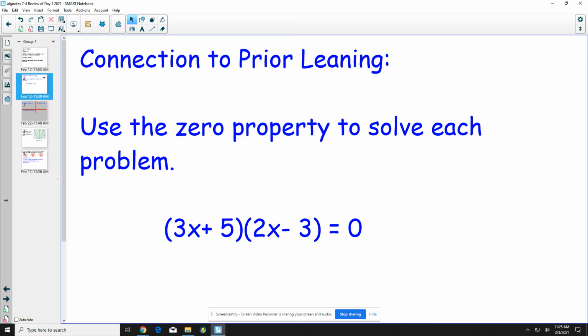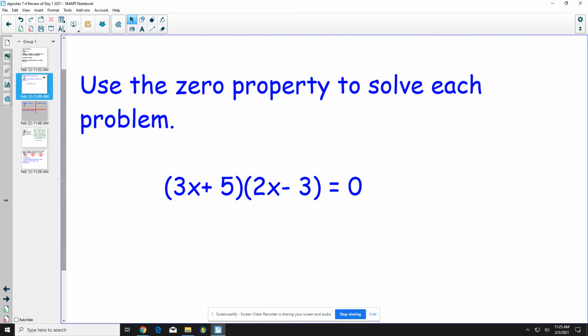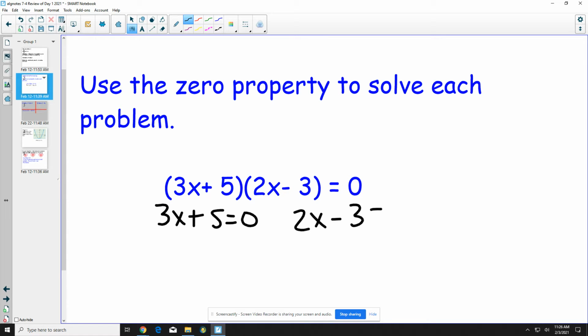Okay, so remember yesterday we had problems that looked like this: 3x plus 5 times 2x minus 3 equals 0. If you multiply 3x plus 5 times 2x minus 3 and the answer is 0, that means one of these factors has to be 0. So what you do is you set 3x plus 5 equal to 0, and you set 2x minus 3 equal to 0. One of those has to be 0 in order to multiply and get 0. Then what you do from there is solve the equation.